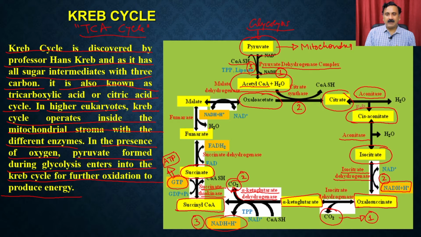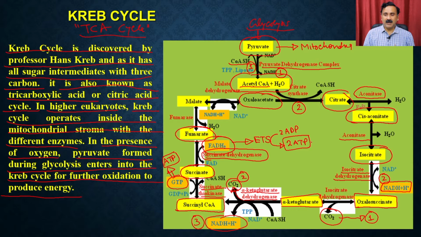Succinate is converted into fumarate, the enzyme is succinate dehydrogenase, and one molecule of FADH2 is produced. FADH2 is also oxidized in the electron transport chain, but the only difference from NADH is that FADH2 oxidation produces only 2 molecules of ATP from 2 molecules of ADP, which means only 2 molecules of ATP instead of 3 molecules of ATP in the case of NADH.